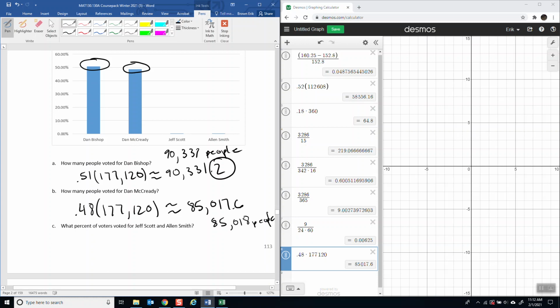Okay, what percent of the voters voted for Jeff Scott and Alan Smith? So the two of them together. All right, it looks like 0. But if we use our estimates from above, which we should, because we've already claimed that those are the values, we get 99%. So that means 1% voted for those two candidates.